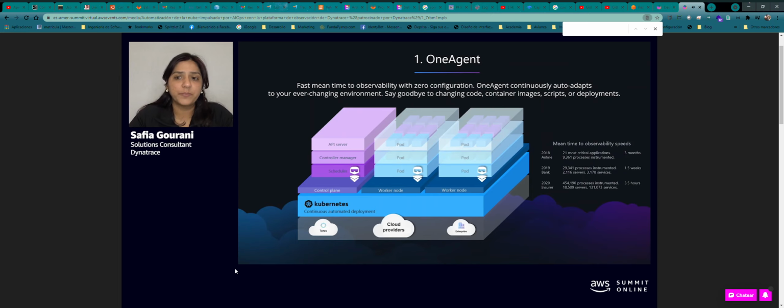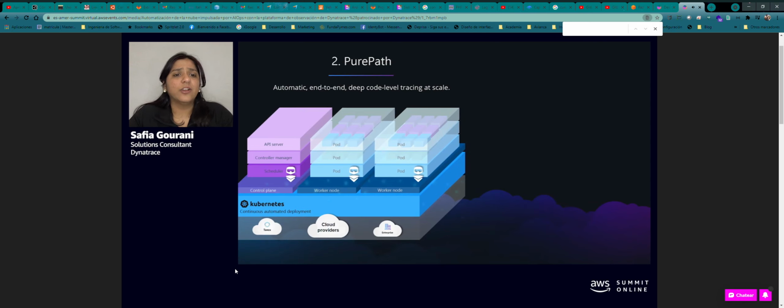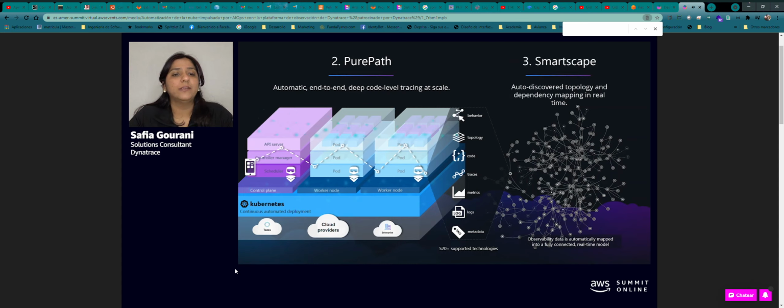The second thing that you would need is called PurePath. So PurePath is automatic end-to-end code level visibility. So instead of having to go in and manually write what you want to trace and start and end your traces, you're able to do that automatically because Dynatrace understands your application and is able to capture the traces by itself.